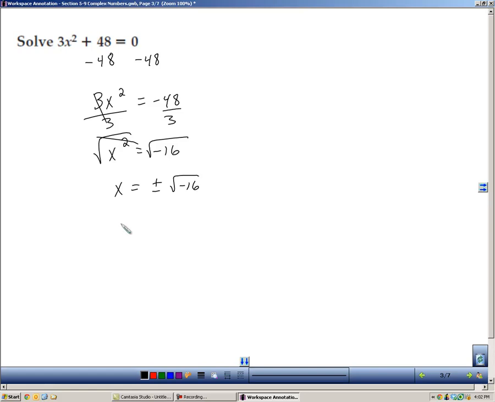But now, because we have imaginary numbers, this is really just the square root of -1 times the square root of 16, which is i times root 16. Now there's still a plus and minus there. And square root of 16 is just a 4. So this is really positive or negative 4i, and that's what x equals.